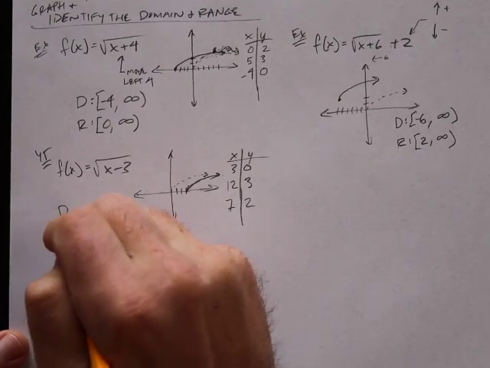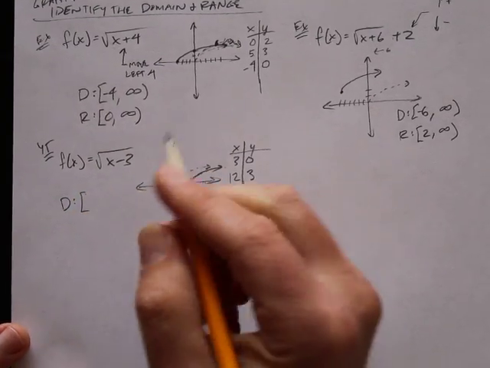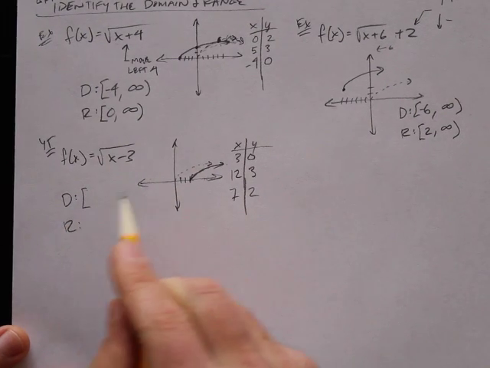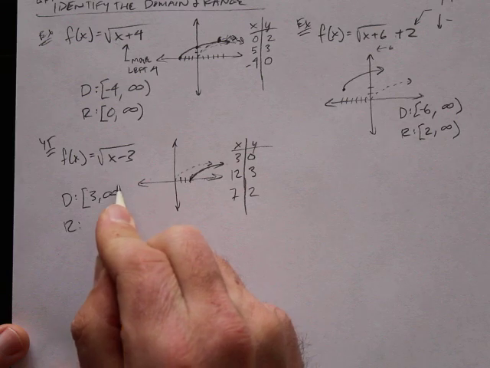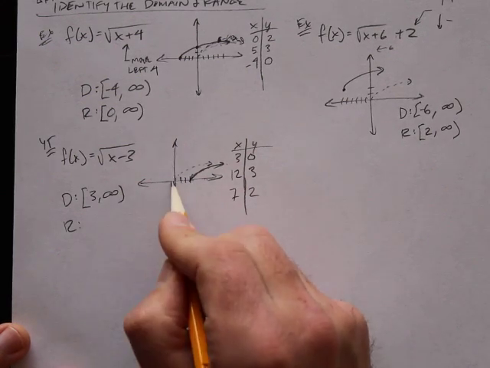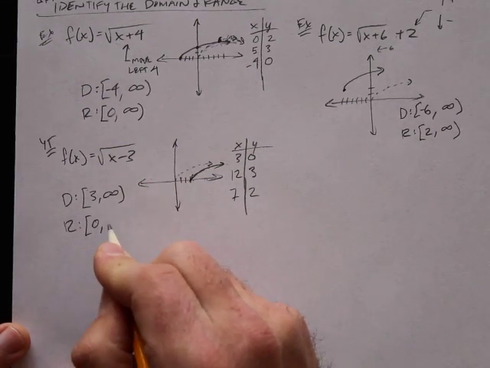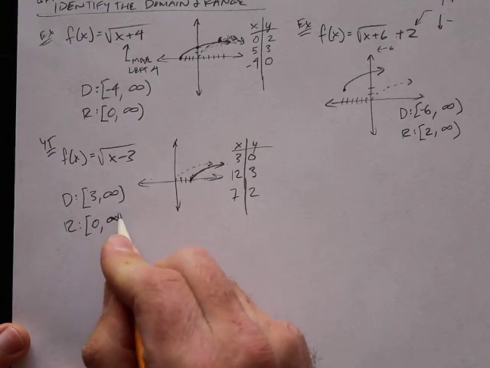We need the domain and the range. The domain, the x values, start at +3 and go to infinity. The range, the y values, start at 0 and go to positive infinity.